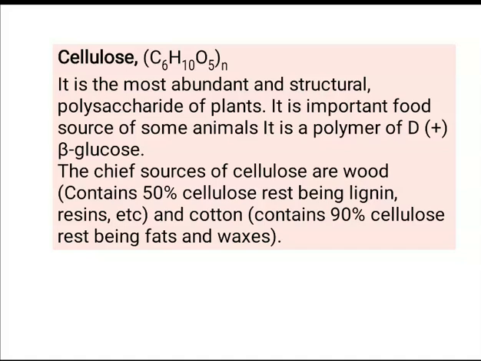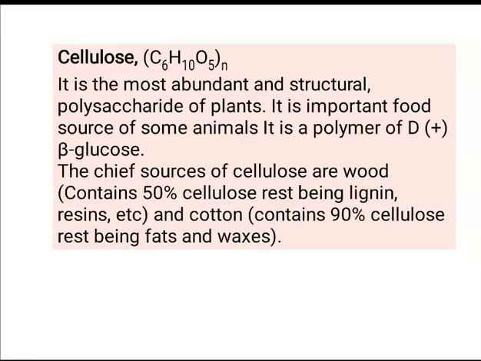Now the next one is cellulose. So what is cellulose? Again the formula of cellulose is C6H10O5 n, means it's a polysaccharide and quite useful to us. Now what is the structure of this polysaccharide cellulose? Cellulose upon hydrolysis gives only D-glucose, means it gives beta D-glucose units, beta glucose.